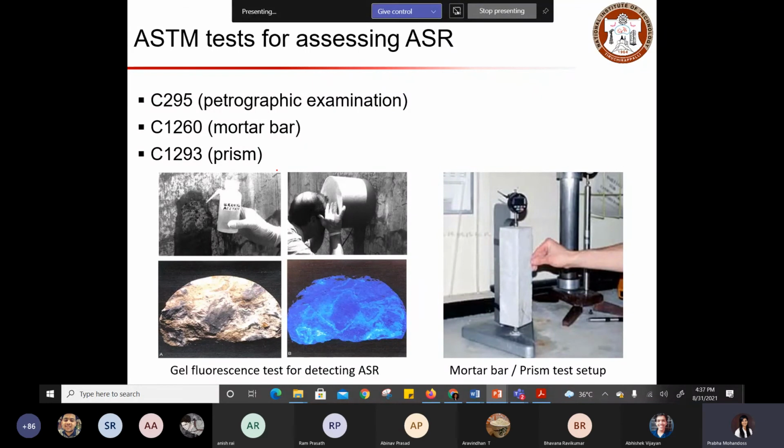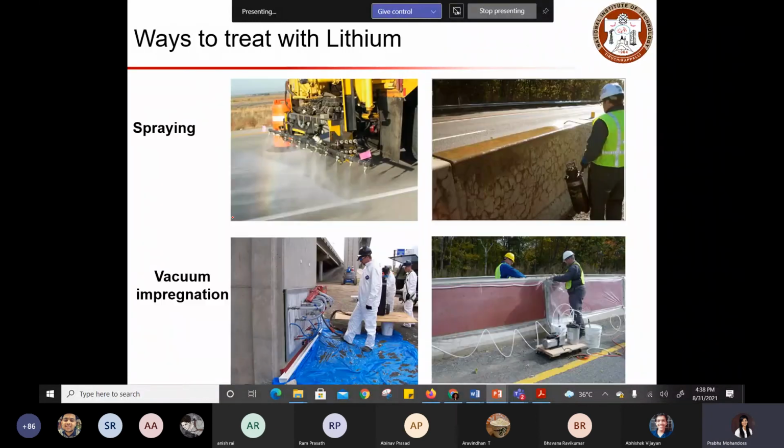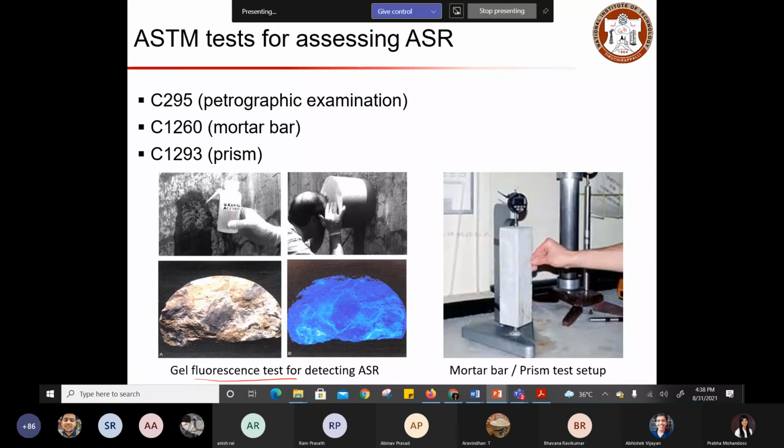Here you can also use a gel fluorescent test for detecting the ASR. When you spray this gel on the surface, it is usually an acetate base, so that will induce fluorescence on the surface, indicating the ASR expansive gel. And another test is the mortar bar.